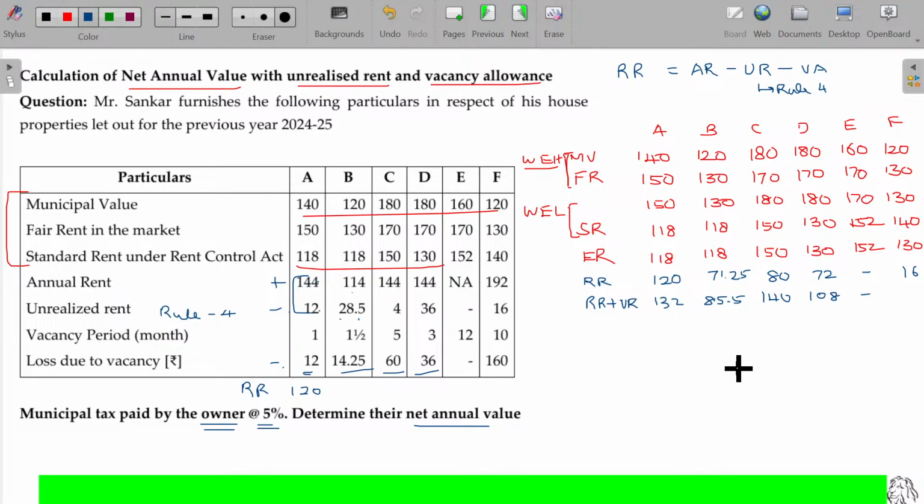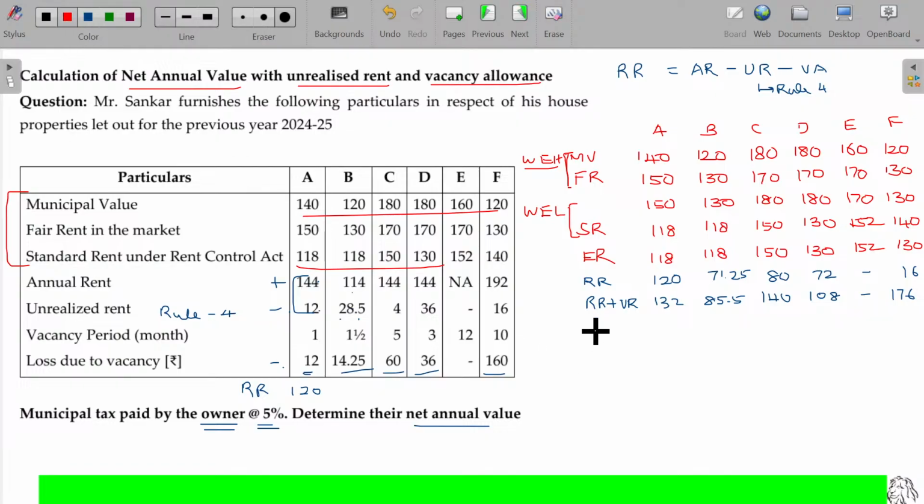If vacant for the whole year, unless you prove it, you will not be claiming any deductions. If you are able to prove that you are not able to let out because of the old house, or you don't get a tenant despite your genuine intention to let out, then you don't need to pay any tax. 16 plus 160, 176.